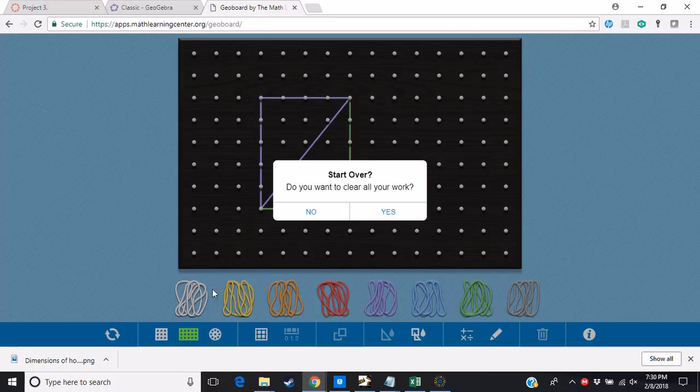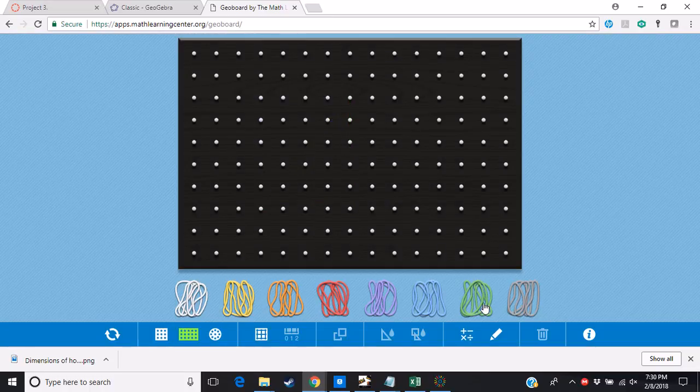Alright, now we're going to clear the board. We're going to make a pentagon. There we go. 2, 3, 4. There we go. Now we've got a pentagon.